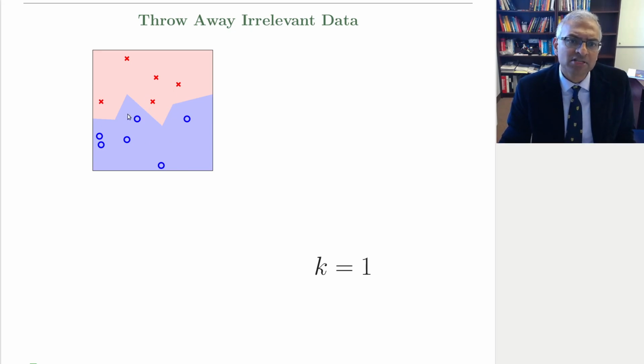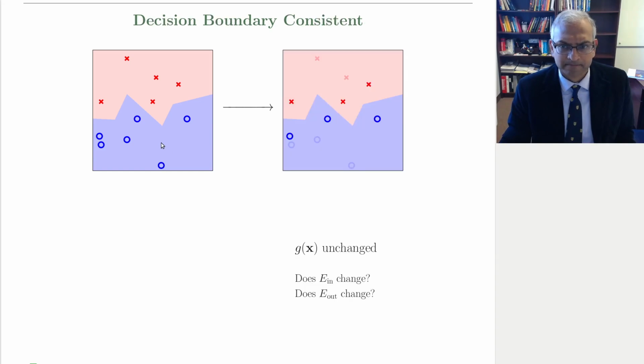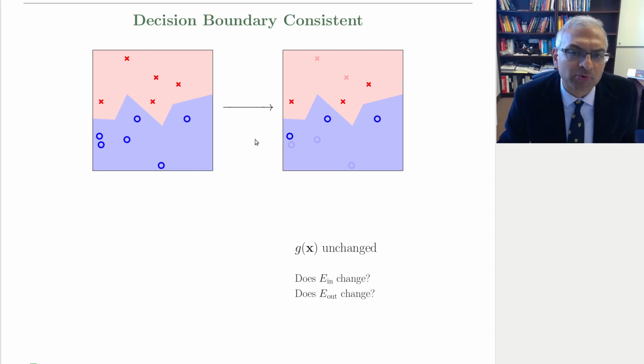So let's see what happens if I remove those irrelevant data. Look, I've sort of shaded them out. I've removed these two red data points and these 3 blue data points, which we conjectured were kind of irrelevant. And now I have this condensed data set of blue and red points. And for these blue and red points that are remaining, the decision boundary is exactly the same. So we say that this condensed data set is decision boundary consistent.